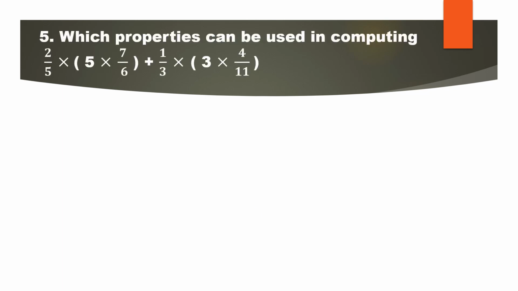Which properties can be used in computing this one? Meaning, for solving this one, which properties can we use? See here, all are multiplication only. Here you may get one question. Before the bracket there is a multiplication symbol, so it could be the distributive law, but it is not the distributive law because there is no equal to sign here. If it is equal to, then it is distributed and you can write the answer here.